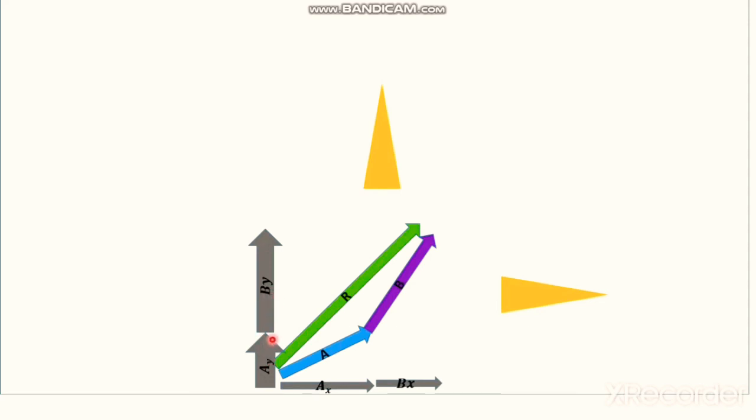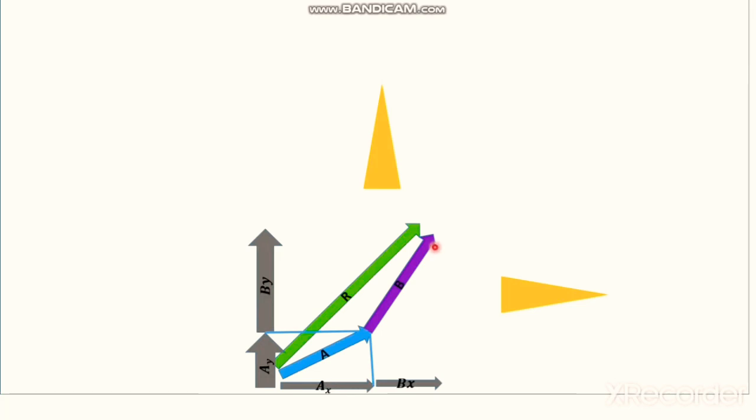Another method to know the components is to draw perpendicular from the head of vector A on x-axis and on y-axis like this. This is the perpendicular on x-axis and the perpendicular on y-axis. So this is AY and this is AX. This distance is also AY and this is AX, because AX and this blue line are parallel to each other, so both are AX, and both of these are AY.